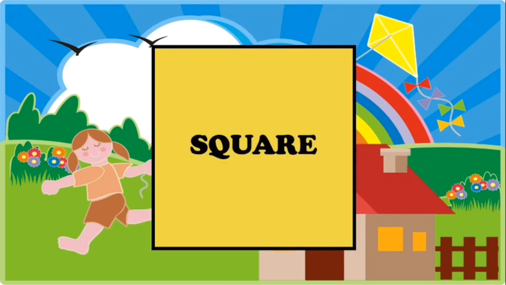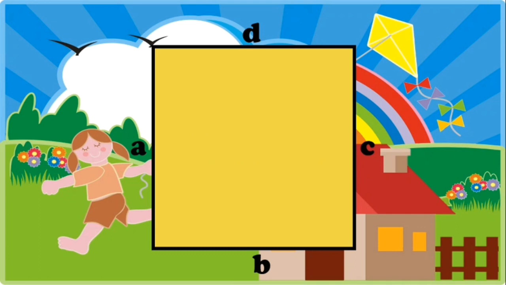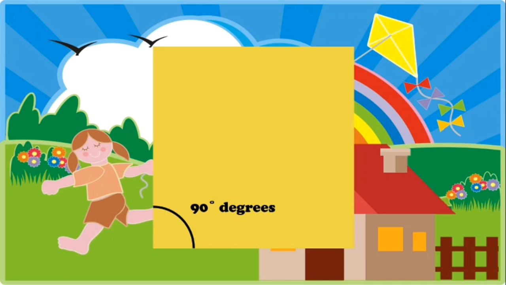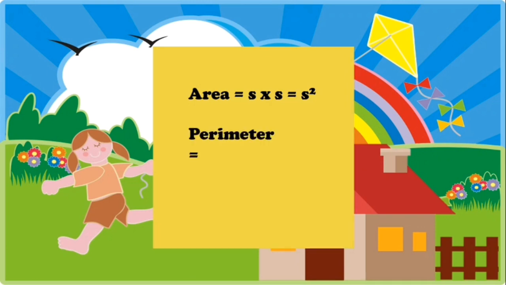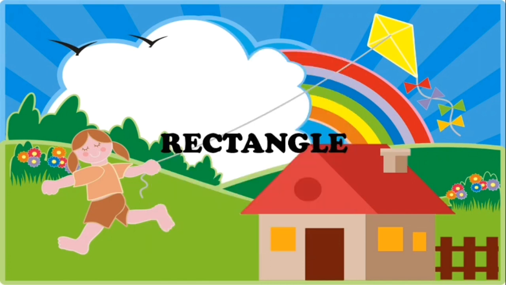Next is a square. A square is a polygon that has 4 equal sides. A square has 4 vertices. In this picture, we look at A equals B equals C equals D. It is special because all 4 sides are exactly the same length, and all 4 angles are exactly the same size. In fact, they are all right angles, and also a square is formed by 2 pairs of parallel sides. The area of a square is equal to side times side, which equals side squared, and the perimeter of a square is equal to the sum of all sides, which equals 4 times the side.